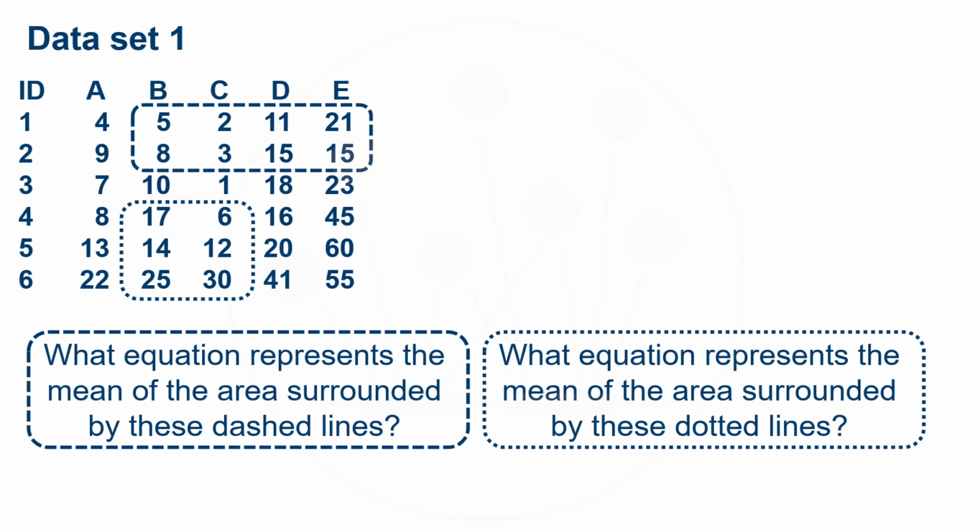Another type of question that can help us work with double summations would be to identify what the double summation would be for each of the areas in the table shown. So on the left, we have this dashed rectangle, and we want to know what equation represents the mean of the area surrounded by the dashed lines. And then on the right, what equation represents the mean of the area surrounded by the dotted lines.